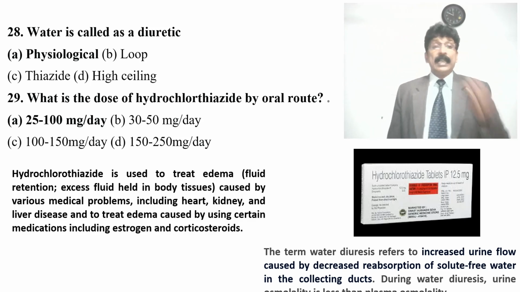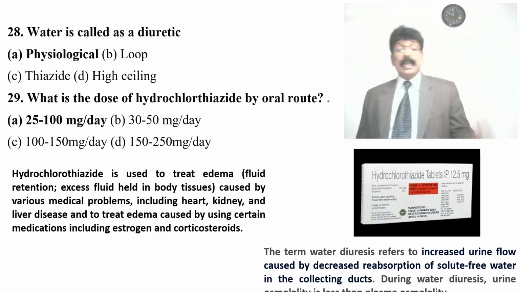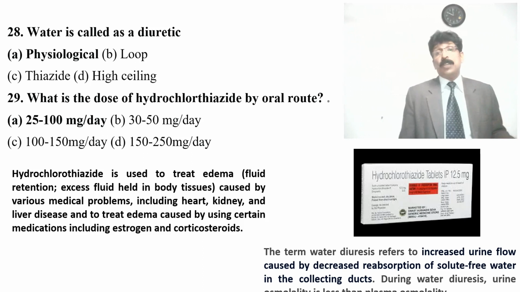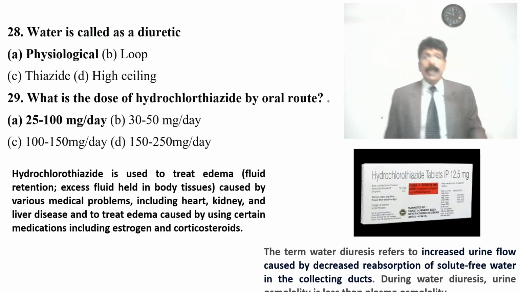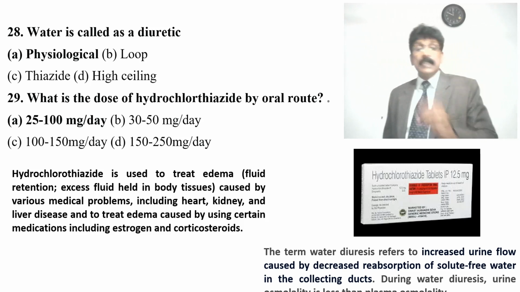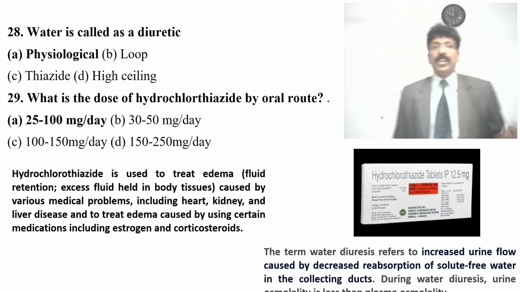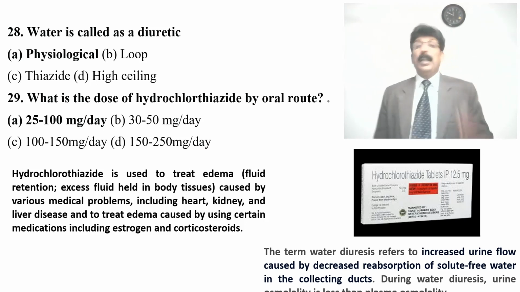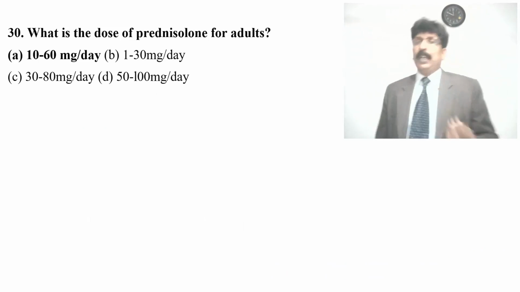You can see hydrochlorothiazide is used in the treatment of edema, fluid retention and excess fluid held in the body tissues caused by various medical conditions including heart problems, kidney and liver diseases, and to treat the edema caused by certain medications including estrogen and corticosteroids. So I have given some information, listen, so that you can remember what hydrochlorothiazide is, why the dose is 25 to 100 milligram, and what forms are available in the market. All these things can be remembered.